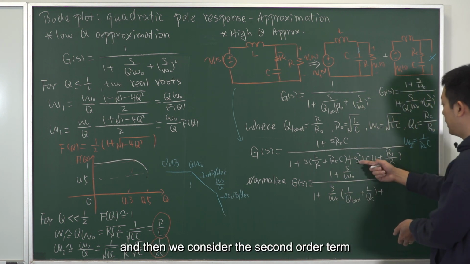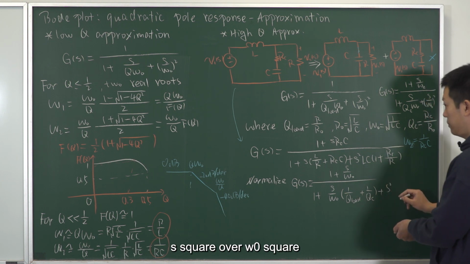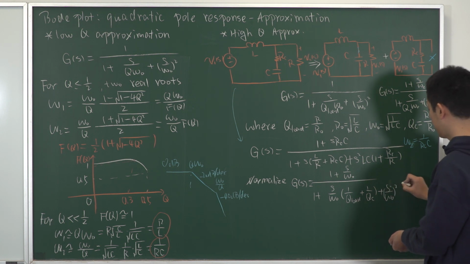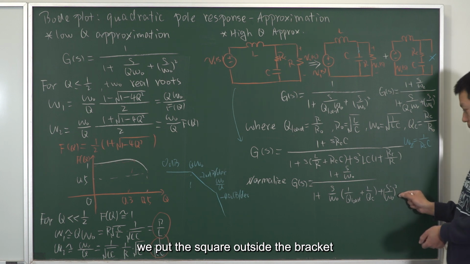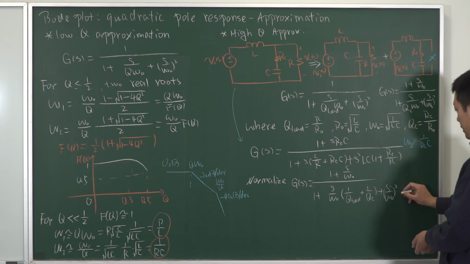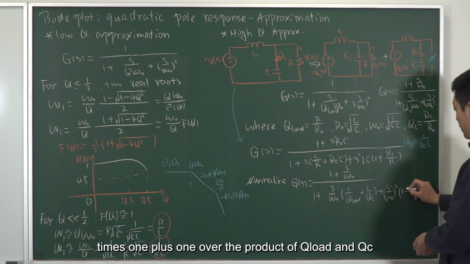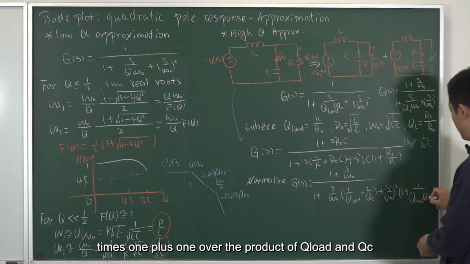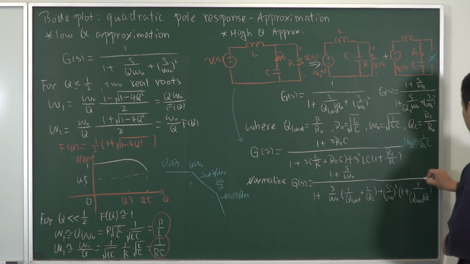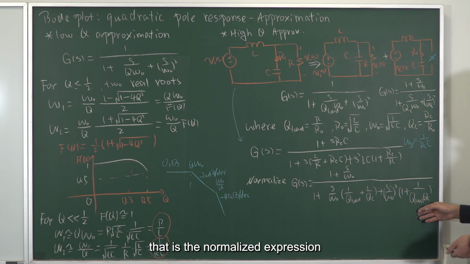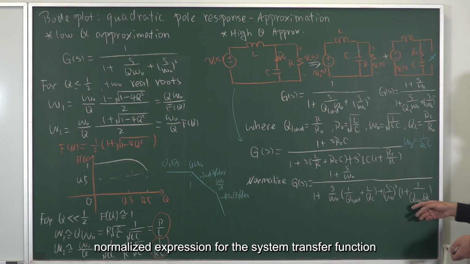And then we consider the second order term, s squared over omega 0 squared. We put the square outside the bracket, times 1 plus 1 over the product of Q load and QC. That is the normalized expression for the system transfer function.